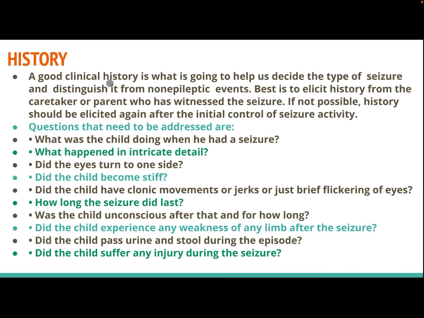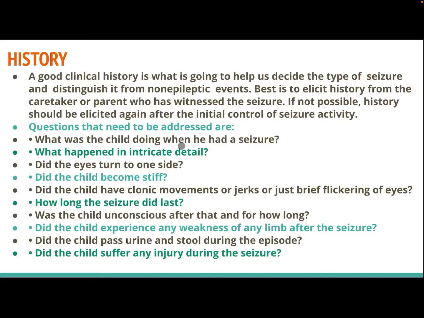History. A good clinical history is what is going to help us decide the type of seizure and distinguish it from a non-epileptic event. Best is to elicit history from the caretaker or parent who has witnessed the seizure. If not possible, history should be elicited again after the initial control of seizure activity. Questions that need to be addressed in all cases.